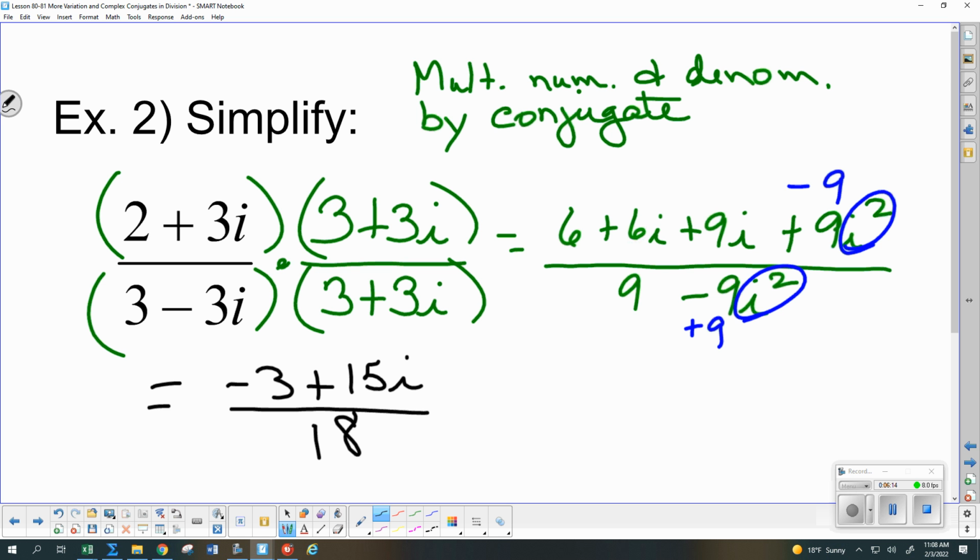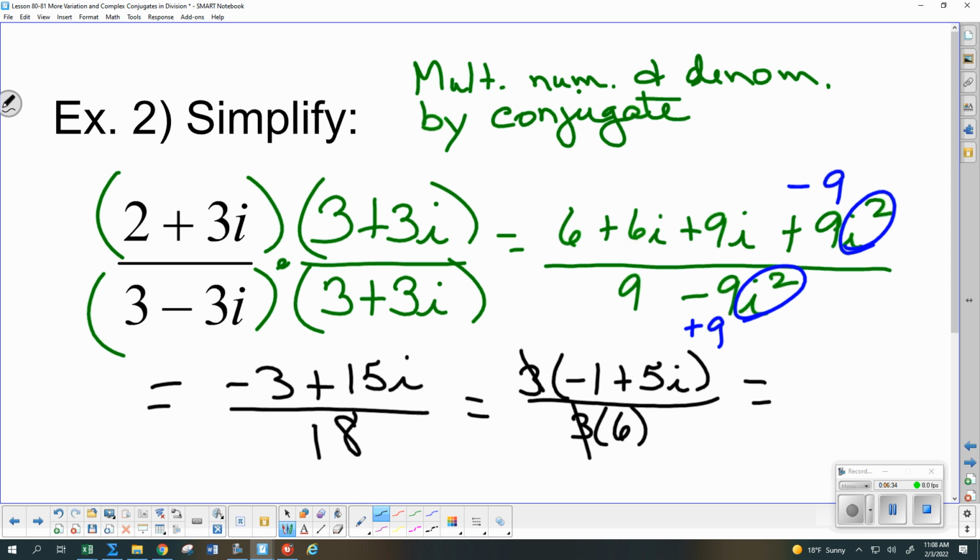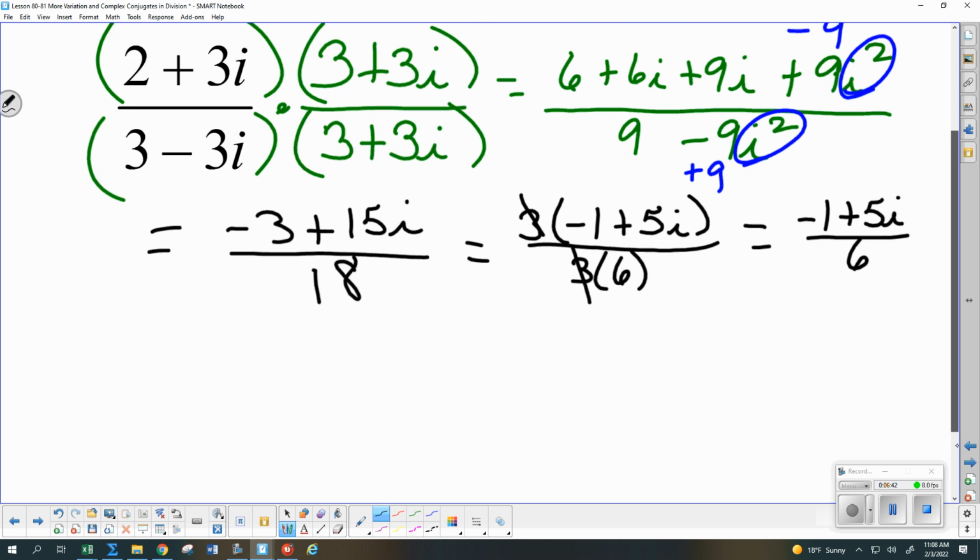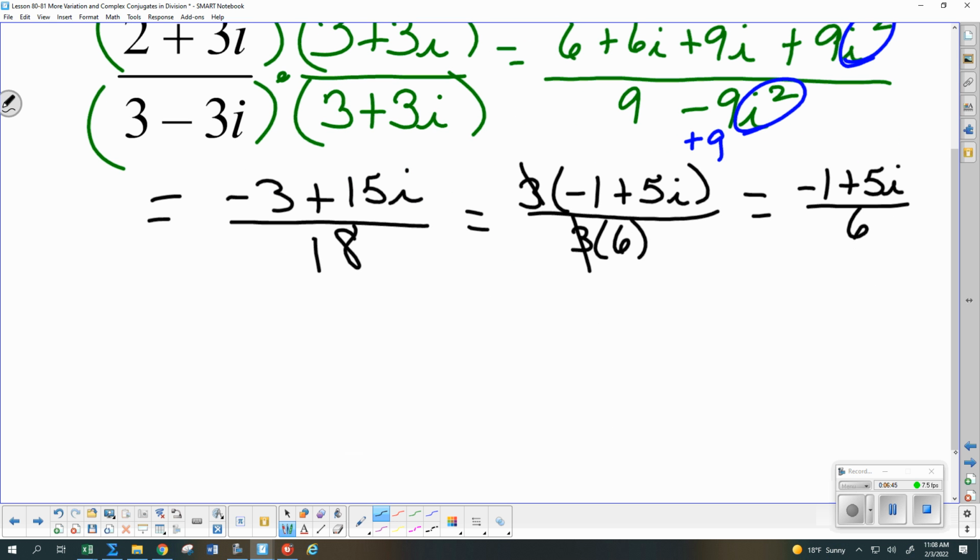Charlene, help me with that. They're all divisible by 3. So because my numerator is 3 times -1 plus 5i, and my denominator is 3 times 6, you can cancel factors. You can't cancel things that are added. So final answer is going to be -1 plus 5i over 6. So can I leave it like that? What's wrong with that?